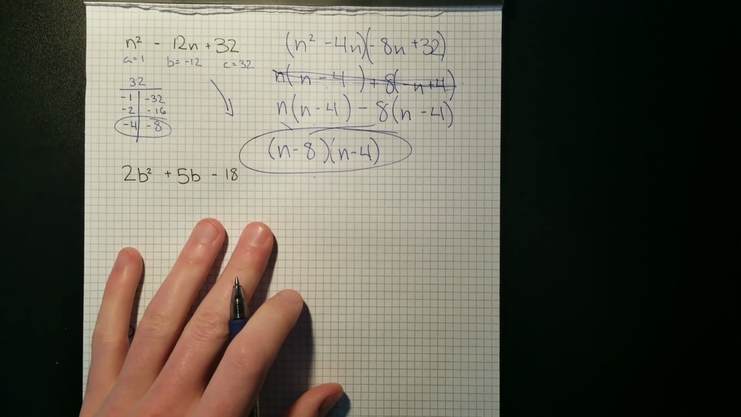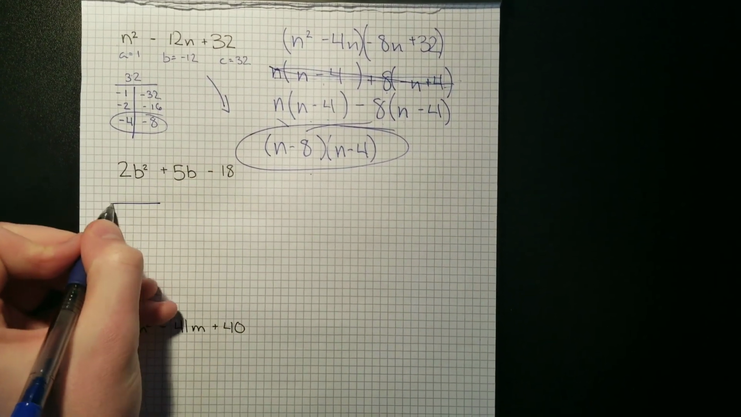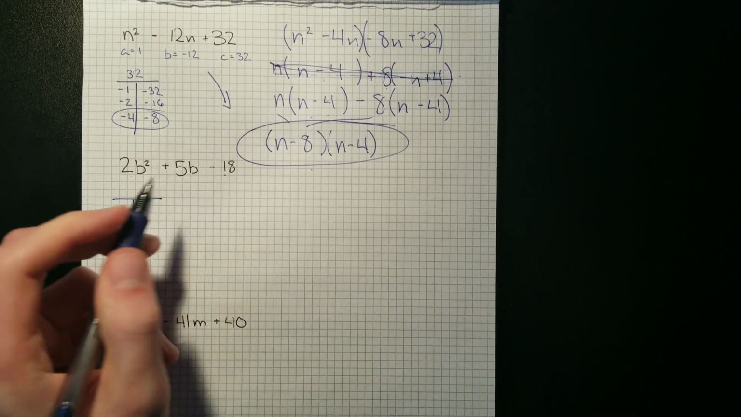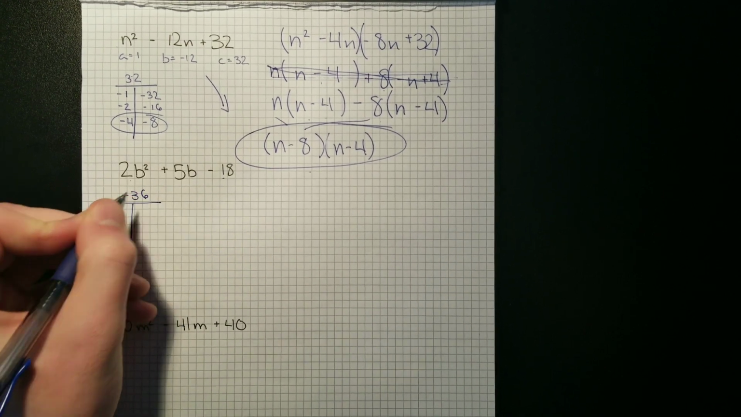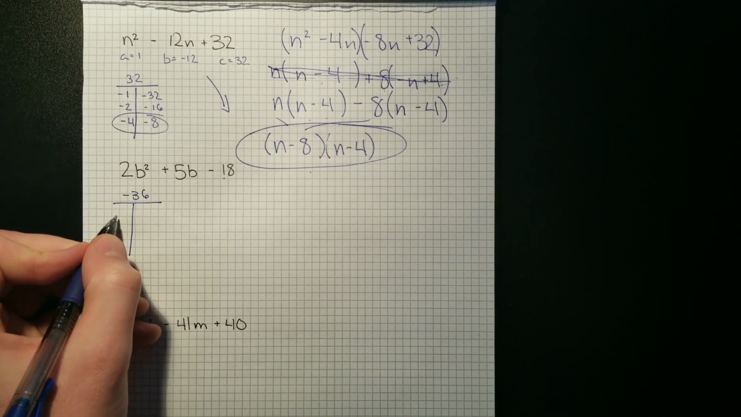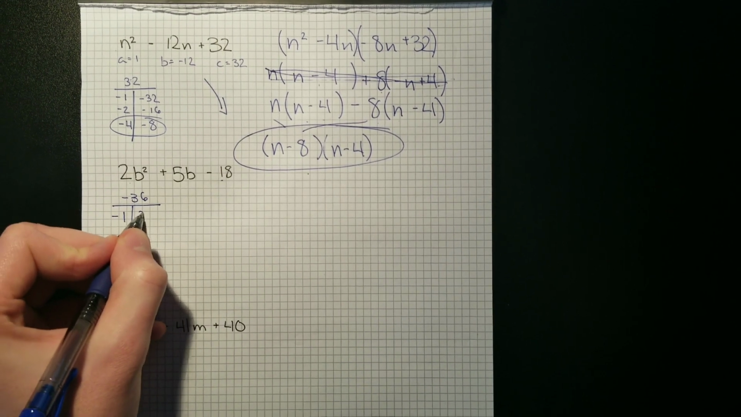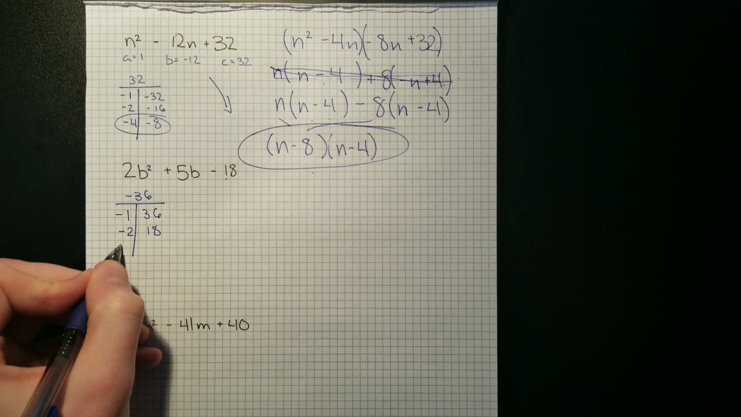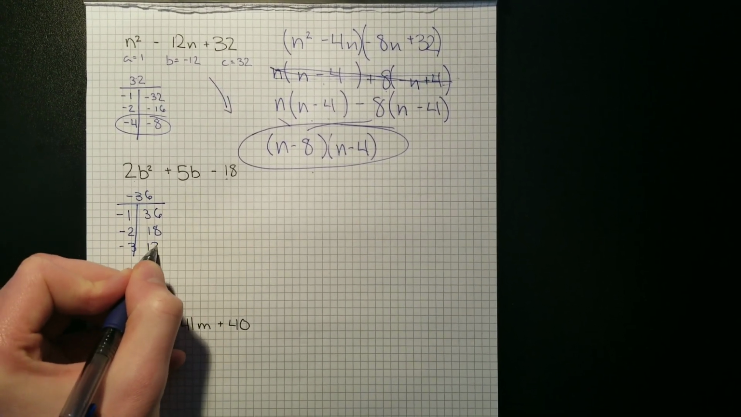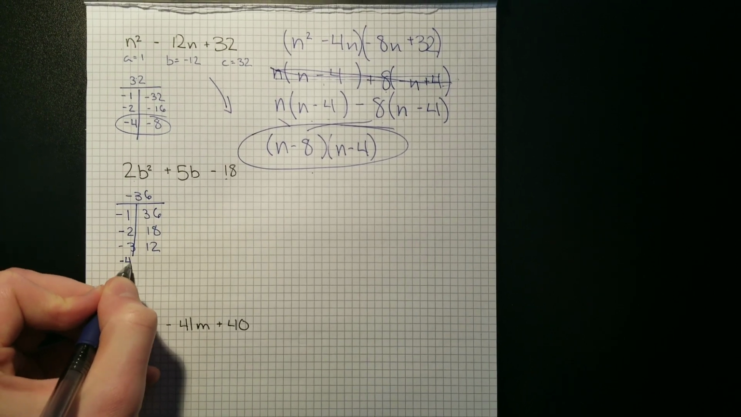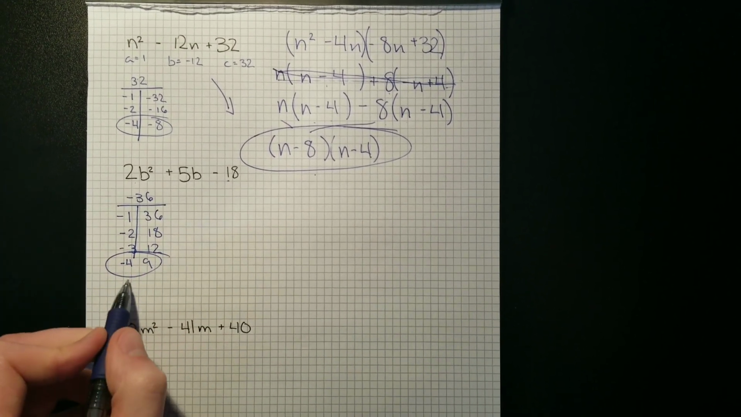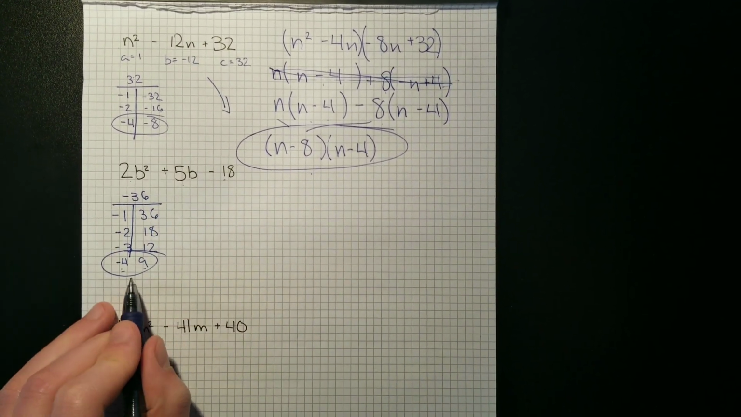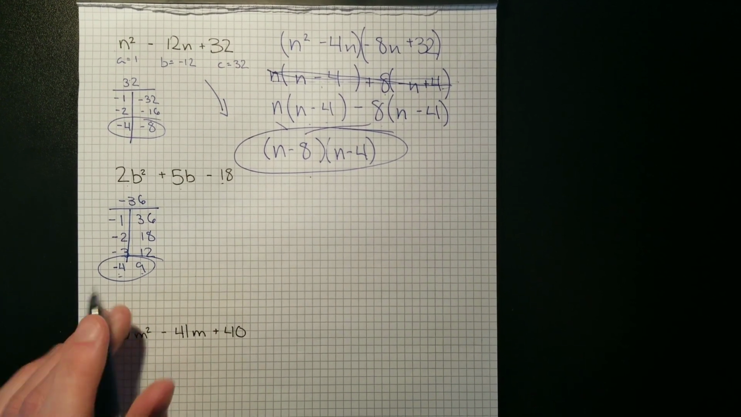Let's go through another couple examples so that we can get this down a little bit faster. For instance, here, A is 2, C is negative 18, so the top is going to be negative 36. Ways to get negative 36 would be negative 1 times positive 36, negative 2 times 18, negative 3 times 12, negative 4 times 9, and look, I've already found two numbers that add up to positive 5. So those are going to be the numbers that I use to break down that 5b in the middle.